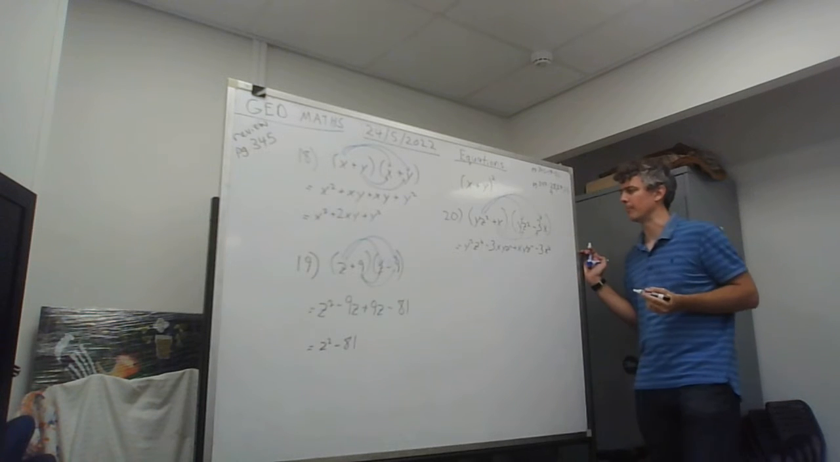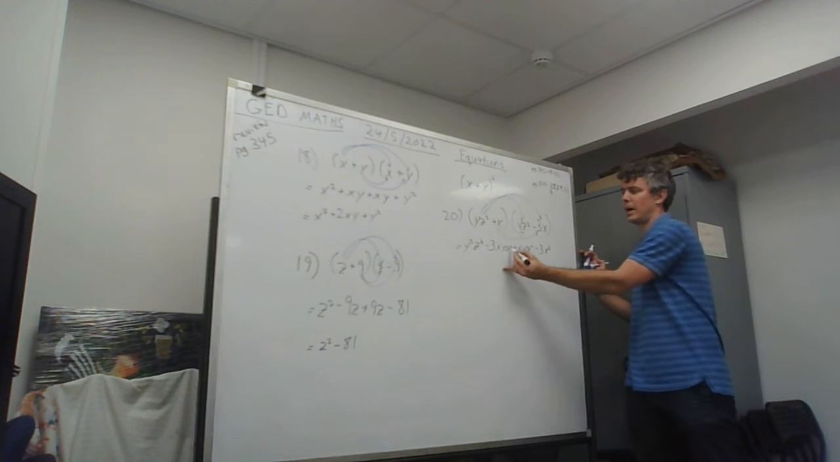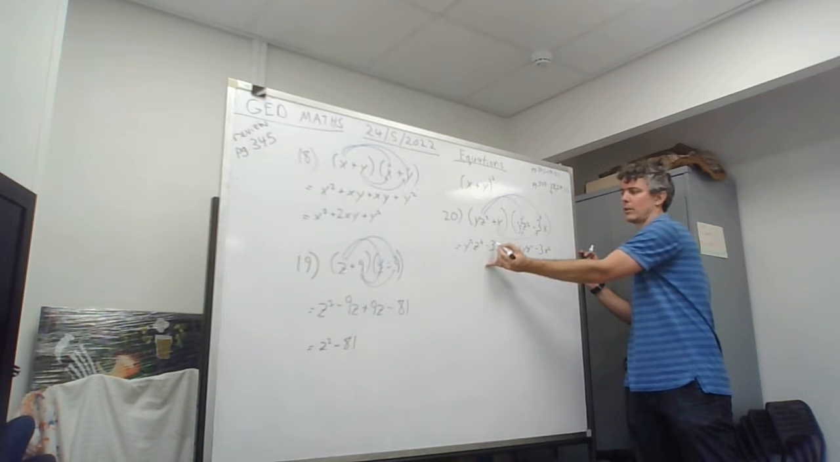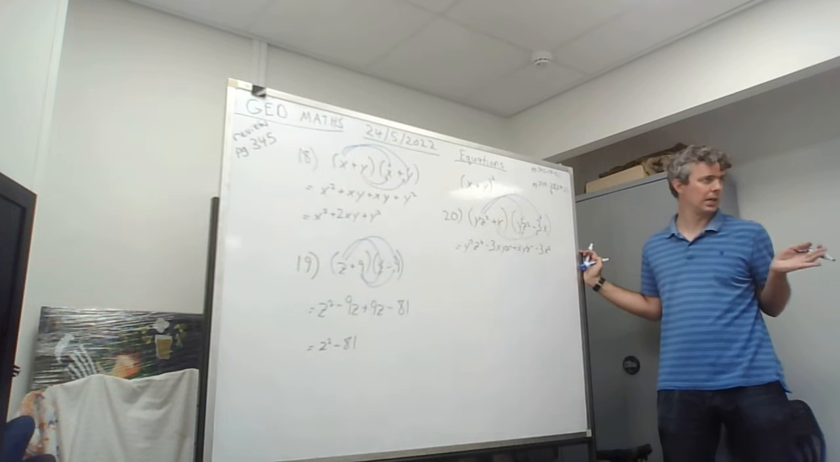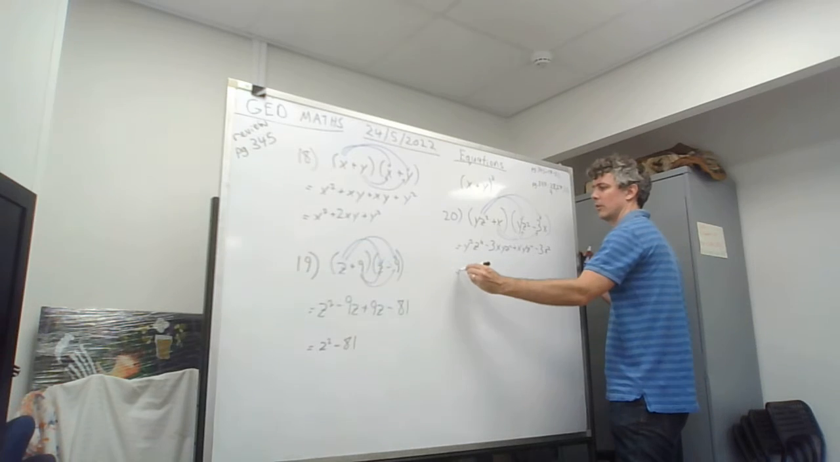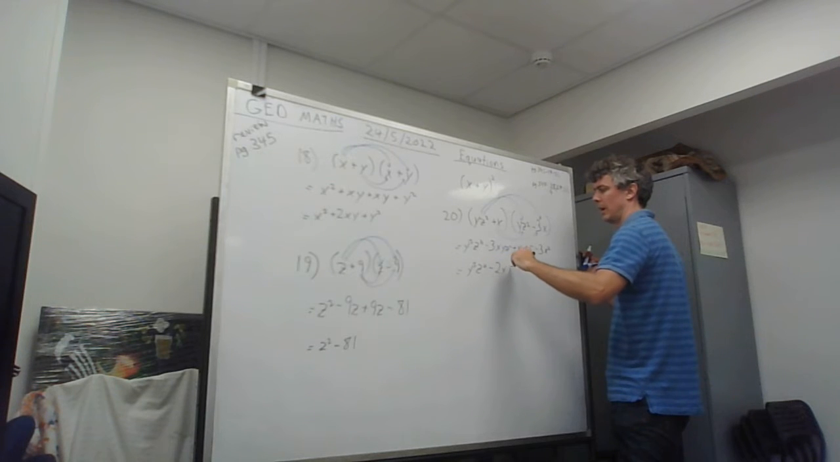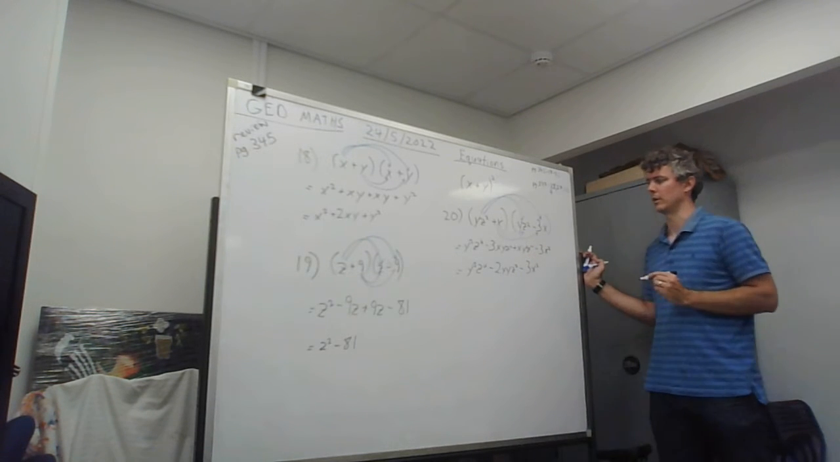Do we have any common terms? Yes, the x y z squared. So we can add these two together. Here is minus 3 as the coefficient, and here's nothing, so it's a 1. Minus 3 plus 1 becomes minus 2. So this stays y to the 4 z to the 4, minus 2 x y z squared, minus 3 x squared. There we go.